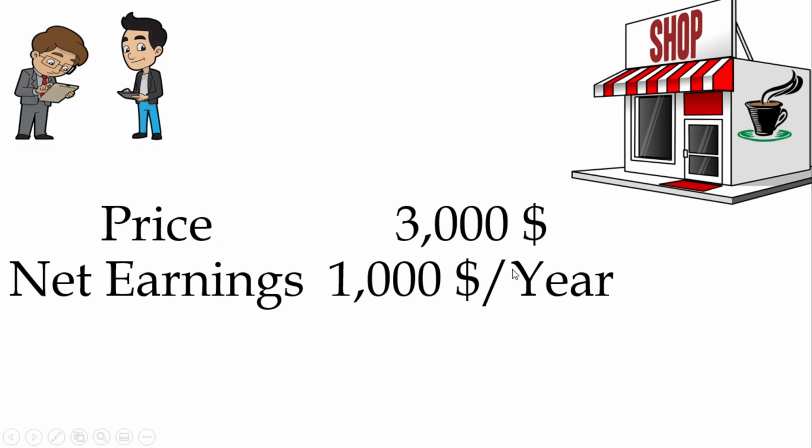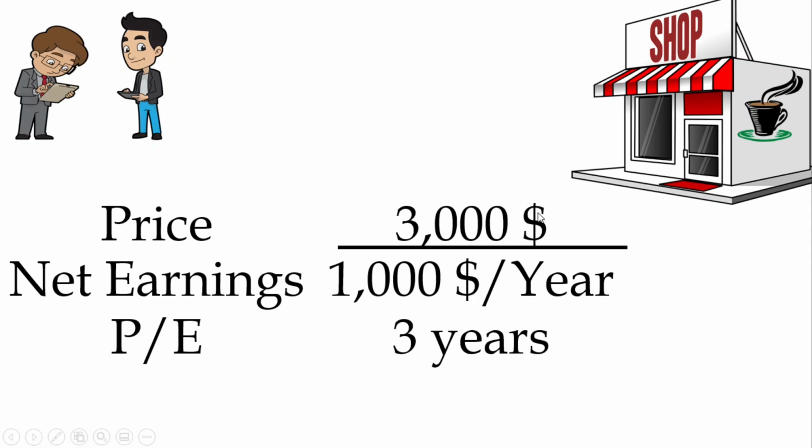If we divide the price by the earnings, we'll get the price to earning ratio, or in short, PE. So 3,000 divided by 1,000 gives us 3. The dollars cancel each other and we're left with the years. The PE is 3 years. Wait a minute, 3 years? What does it mean? It means that for every dollar we invested in buying Joe's coffee shop, we'll start seeing a return only after 3 years.